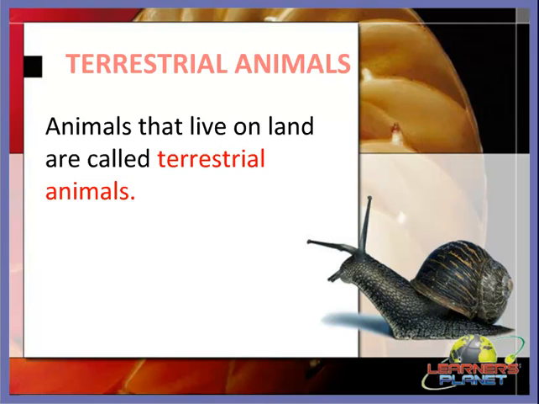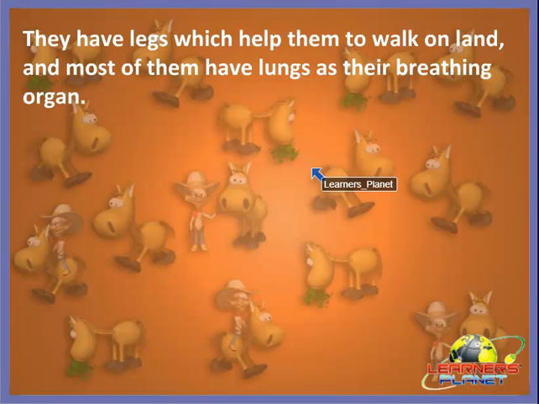Terrestrial animals. So children, we can also say that they have legs which help them to walk on land, and most of them have lungs as their breathing organ. So children, terrestrial animals have lungs through which they breathe. So they breathe in oxygen through lungs, and they have legs which help them to walk on land. Okay children? So have you got it?